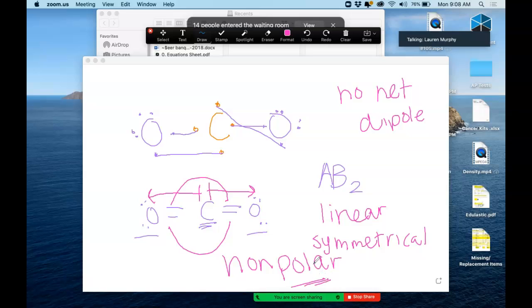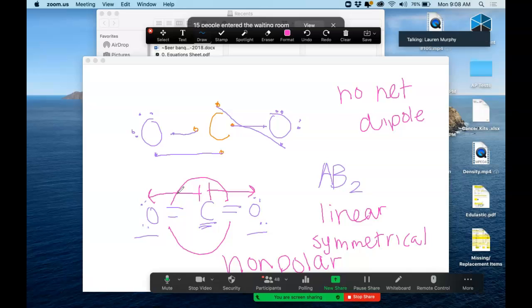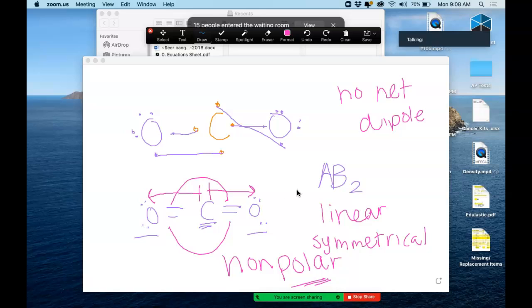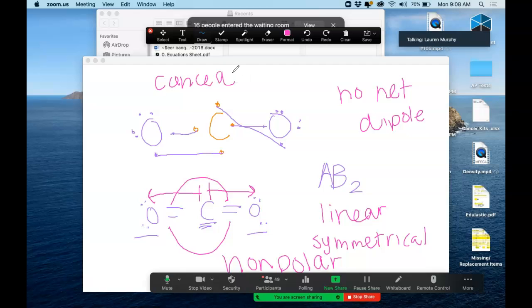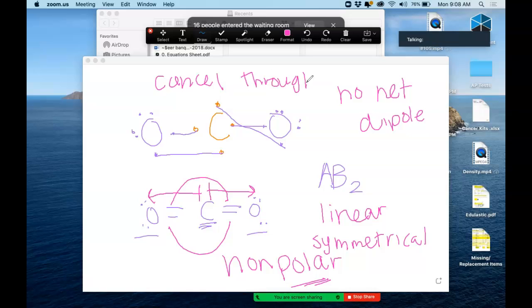It is not polar. There is no uneven sharing overall because both of the dipoles pull equal and opposite directions and they cancel each other out through symmetry. Okay, so they cancel each other out through symmetry. Cancel, so the dipoles cancel through symmetry.